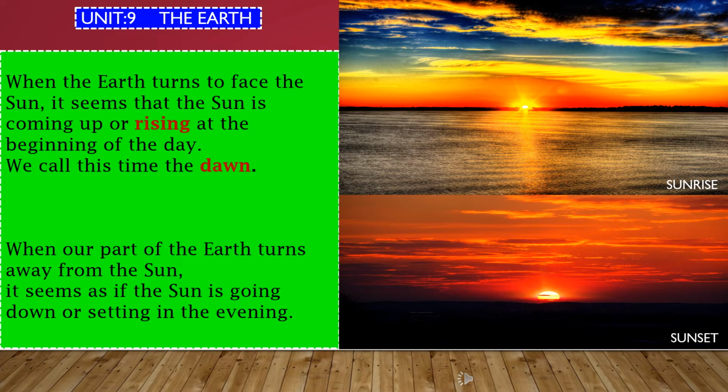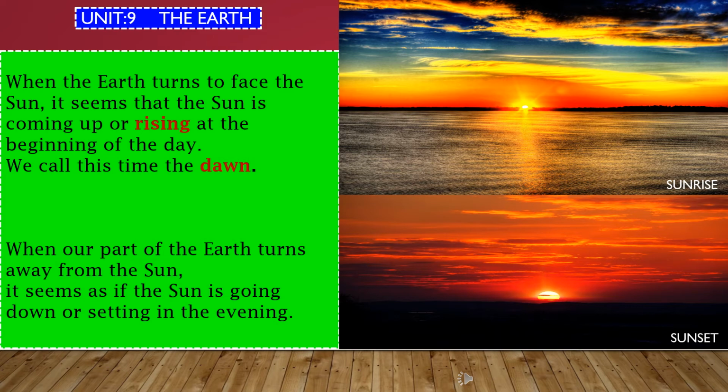When our part of the earth turns away from the sun, it seems as if the sun is going down or setting in the evening. So as you can see in this picture, the sun rises and the sun sets. In the second picture, where the sun is setting in the evening, what happens? Our planet Earth turns its face away from the sun. So it seems like the sun is going down or setting in the evening, but it is not like that.